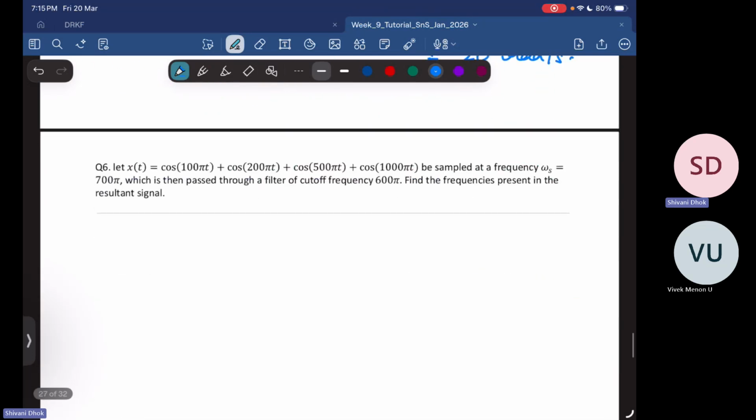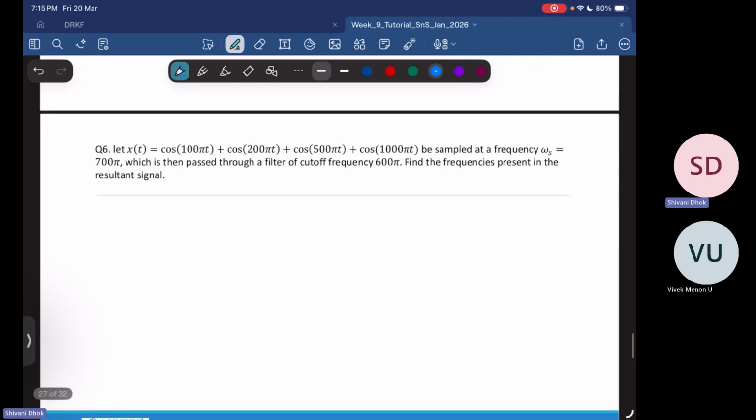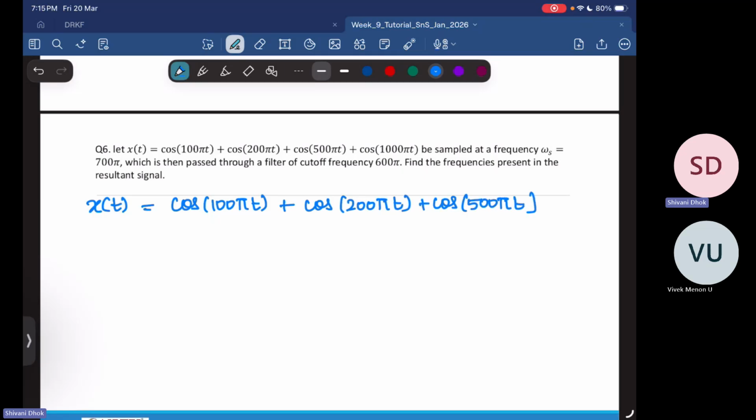Okay, let's move on to the next question then. This question says that you have a signal x of t, which is cos of 100 pi t plus cos of 200 pi t plus cos of 500 pi t plus cos of 1000 pi t.